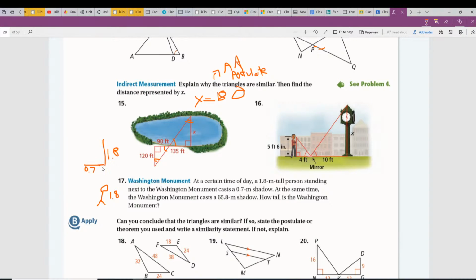It already shows that obviously these will be perpendicular, because they're standing. And we also have the Washington Monument. So the Washington Monument, you don't know this, is kind of our X. It casts a 65.8 shadow. So how do we find out how tall the Washington Monument is, which is X in our situation?